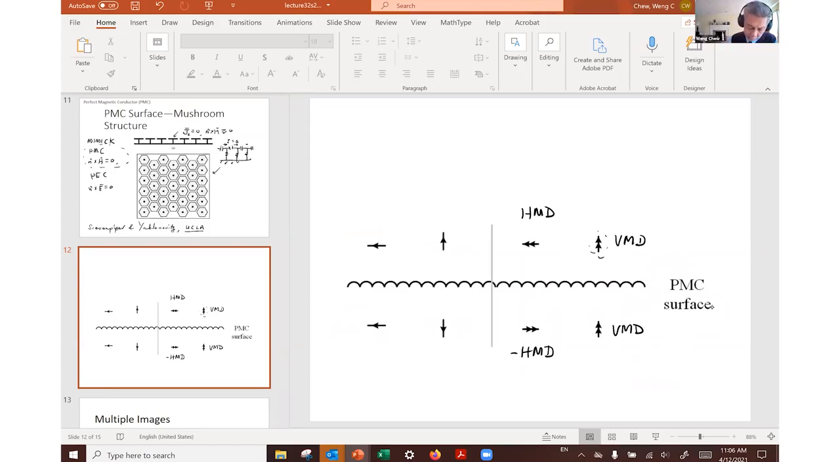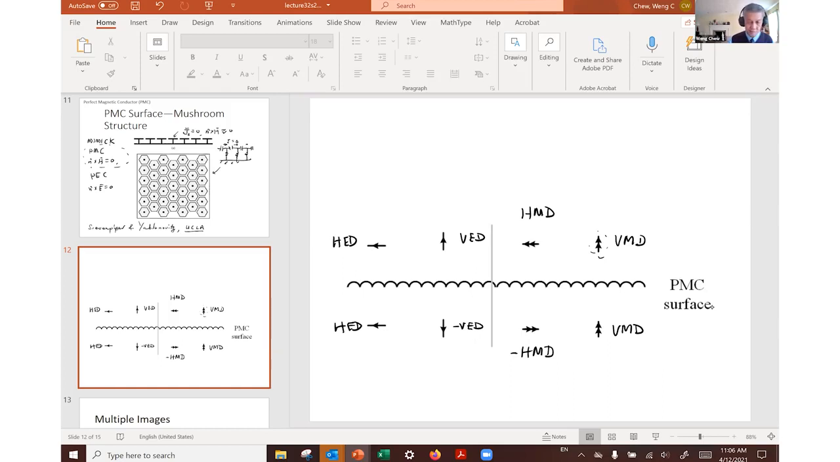And by the same token, if you go through the argument with the electric dipole, if you have a vertical electric dipole, then it will become the negative of a vertical electric dipole. And if you have a horizontal electric dipole, it is the same as its original self. So are there any questions regarding the use of image theory to find simple solutions?